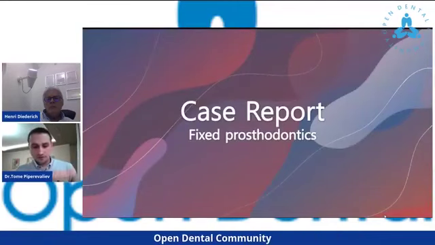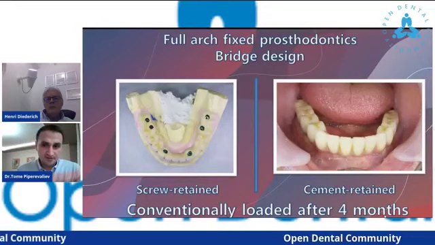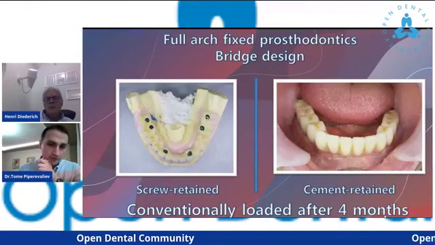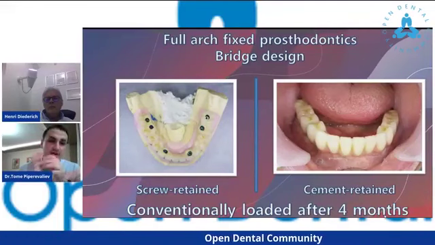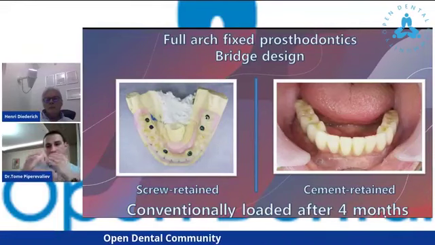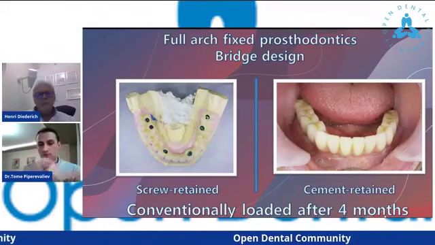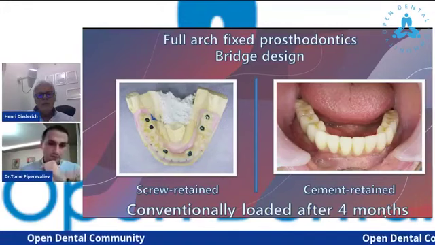The next cases are about fixed prosthodontics. I'm going to present two cases made in our clinic. One is a screw-retained bridge design, and the second is a cement-retained bridge design that are retained on 6 implants inserted in the lower jaw and are conventionally loaded after 4 months.